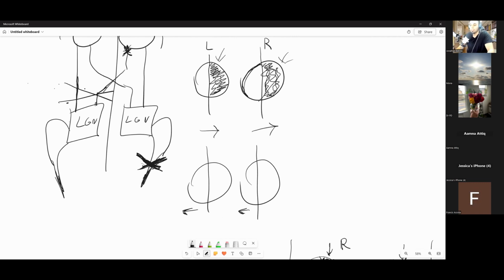So this is a lower portion. Here they have united already. Meyer's loop and optic radiation have united. So I would have to say this is going to be a left side homonymous hemianopsia with macular sparing.